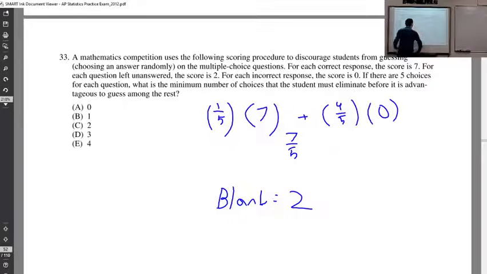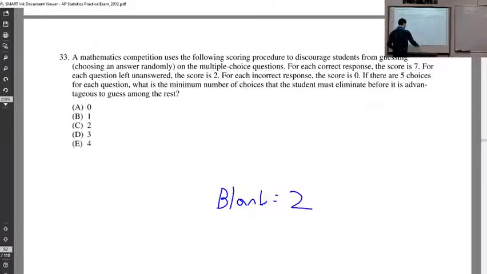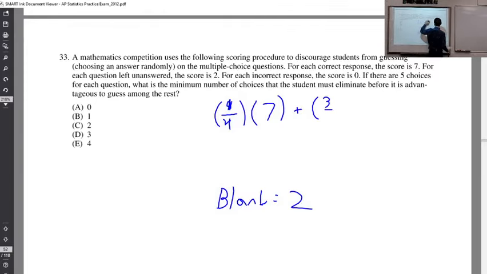But what if I eliminate an answer choice so I know it's not A? That means that I have a 1 in 4 chance of guessing it correctly and getting 7 points. And then I have a 3 in 4 chance of guessing incorrectly and getting nothing. 7/4, which is what I would get, is 1.75. Still not above 2.